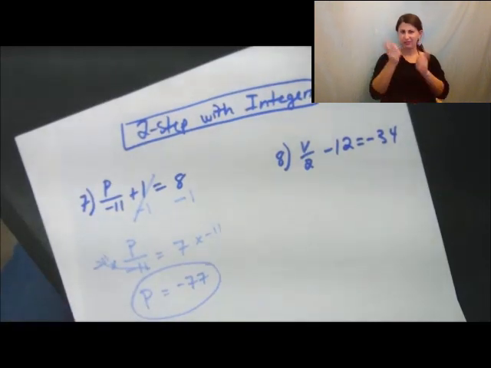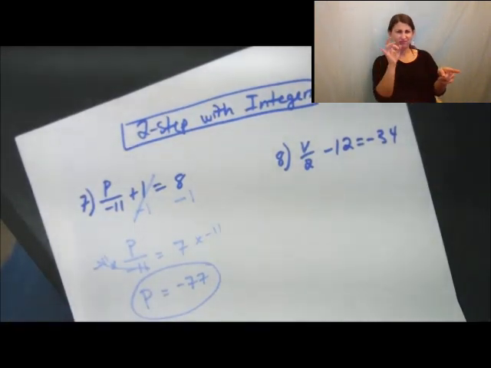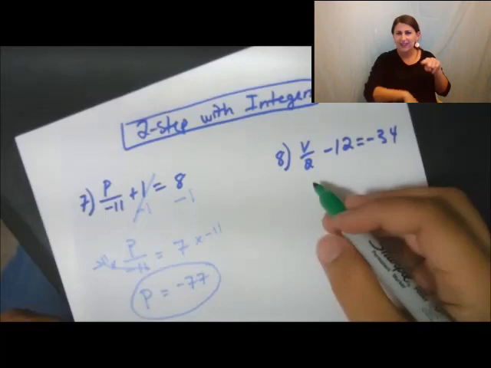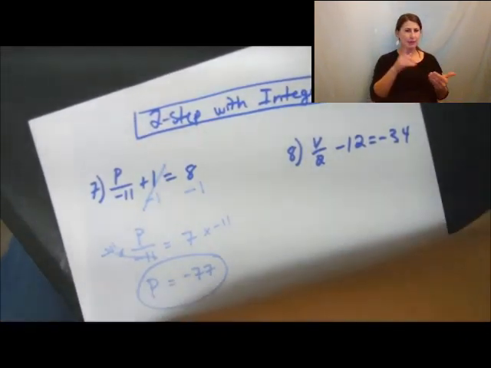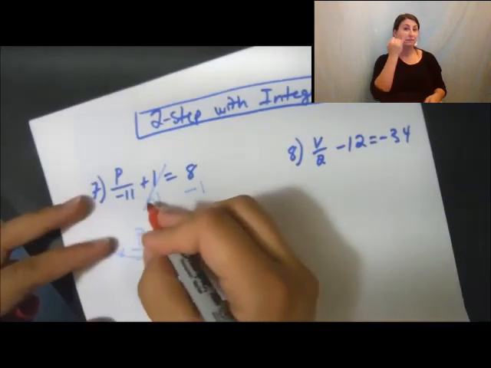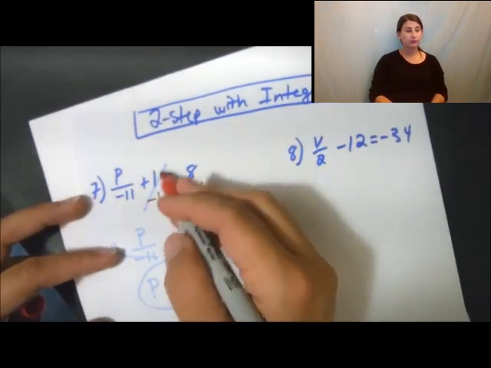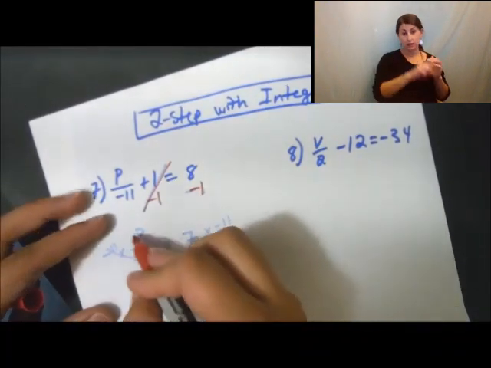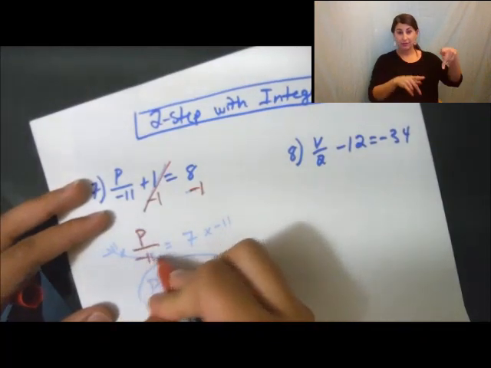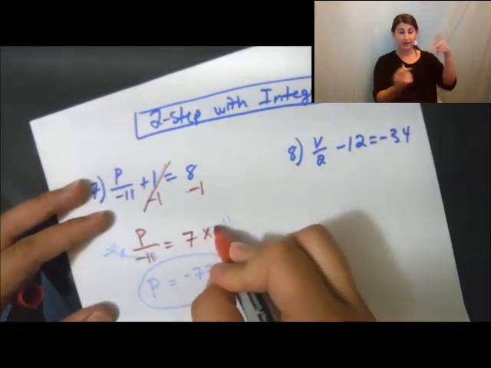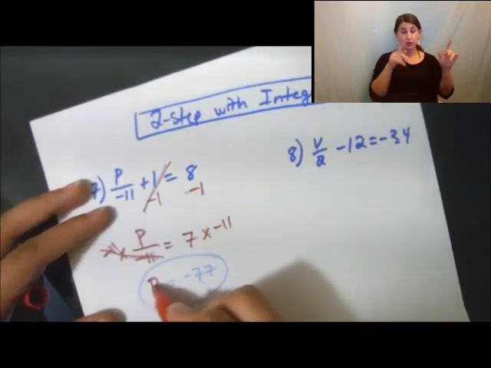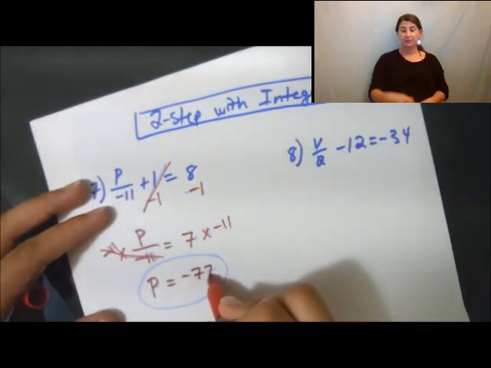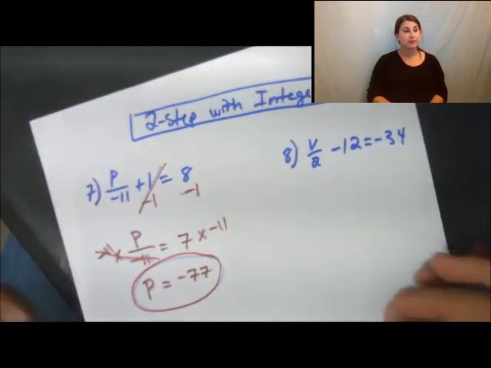Okay, and I'm going to change markers because that looks kind of light. All right, maybe I should retrace this one just in case. So it's minus 1, cancel. P over negative 11 equals 7 times negative 11, because I multiply by negative 11, cancel. P equals negative 77. Okay.